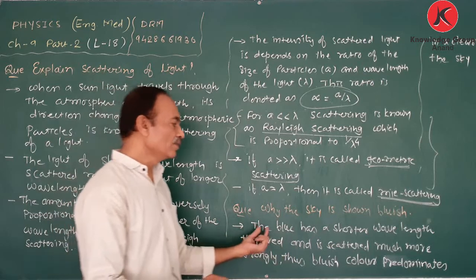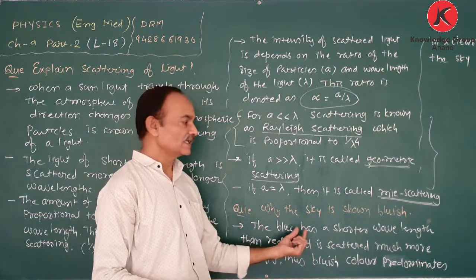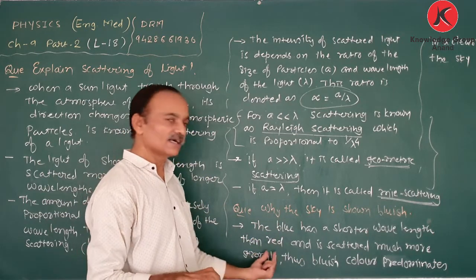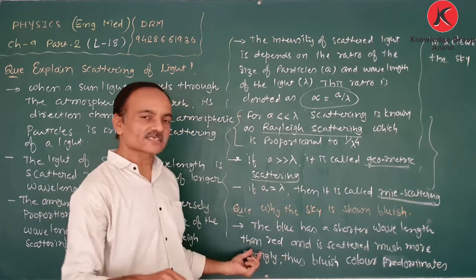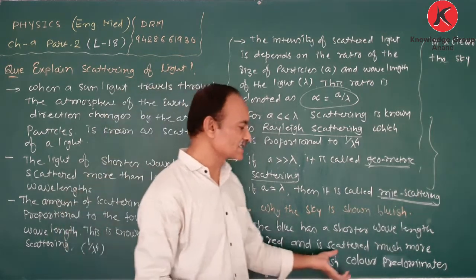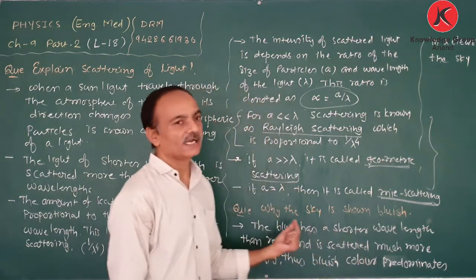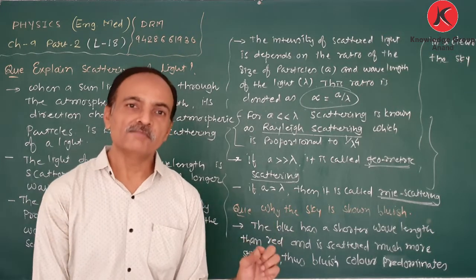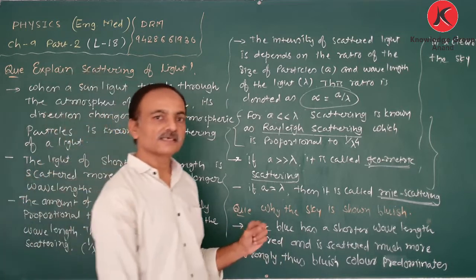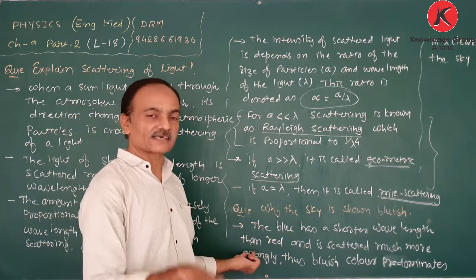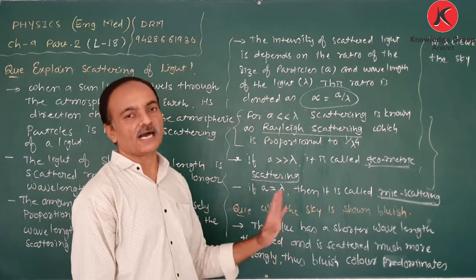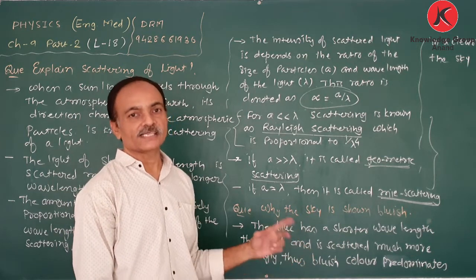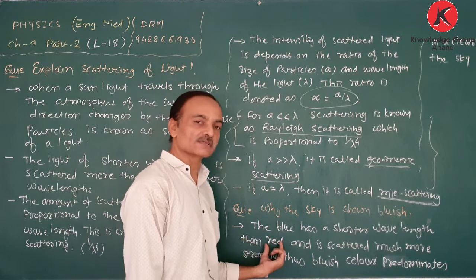Now we know that blue light has a shorter wavelength. Therefore, this blue light is scattered much more than other colors, and also scattered strongly. Thus, the bluish color predominates in a clear sky. Actually, violet light has the shortest wavelength, so violet light is scattered much more and strongly, but our eyes are more sensitive to blue than violet. Therefore, we feel that the sky looks bluish.